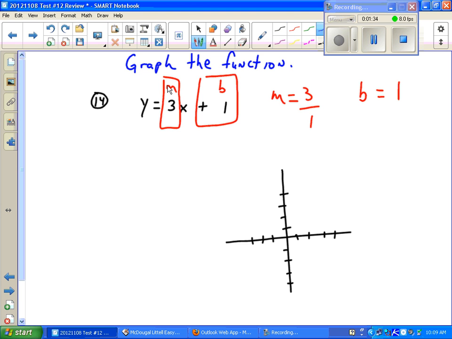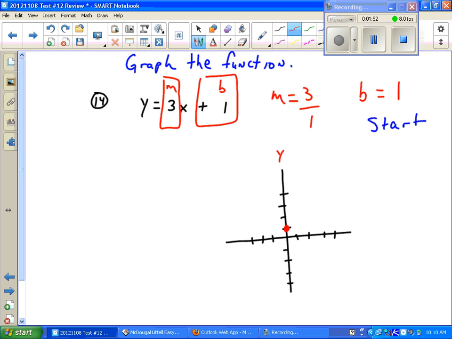Your b value tells you where to start. Your y-intercept, your b value, tells you where to start. Its value is positive 1. This is your y-axis. So at positive 1 is where we're going to put our first point. That's where it tells you to start.